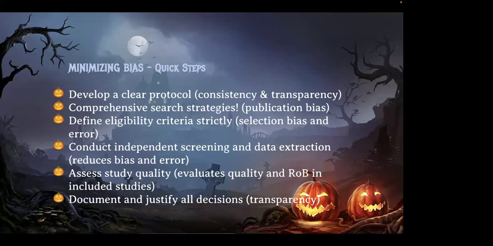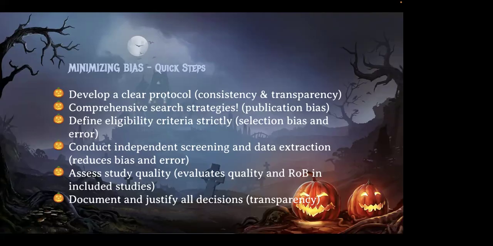Assessing study quality. By doing this, you're going to use standardized tools to evaluate the risk of bias of included studies for systematic reviews specifically. Next, anytime you are doing your systematic reviews, you want to make sure that you're documenting everything. So document and justify all of your decisions, and this is going to be very transparent, which is important. See if I'm missing anything.